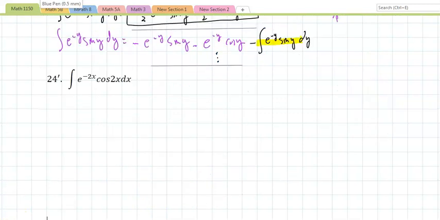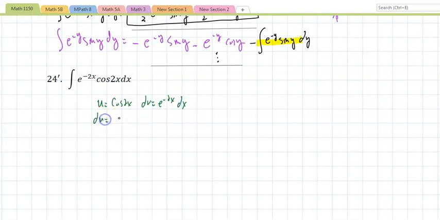I'm looking at number 24 prime. Again, I changed something in it. It was a sine of 2x. I made a cosine of 2x. So let me do this both ways as well. Again, if I let u equal cosine of 2x and dv be e to the negative 2x dx.